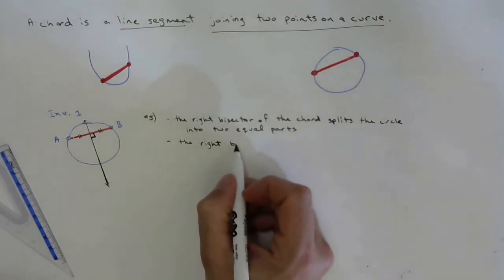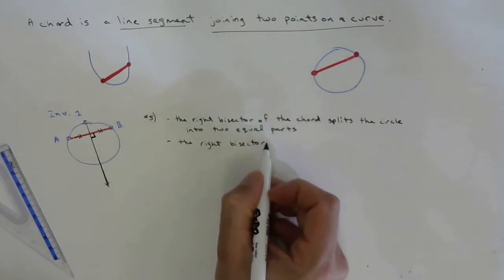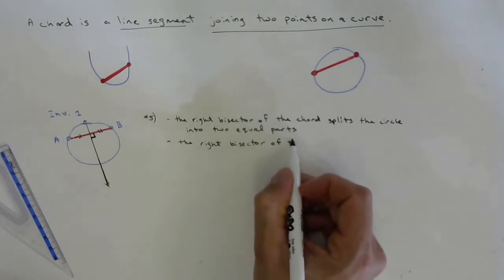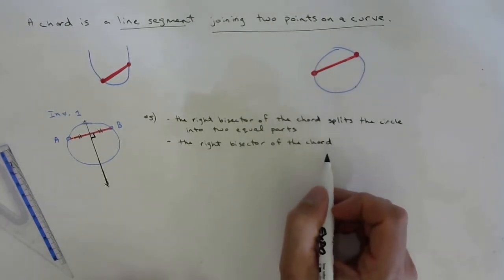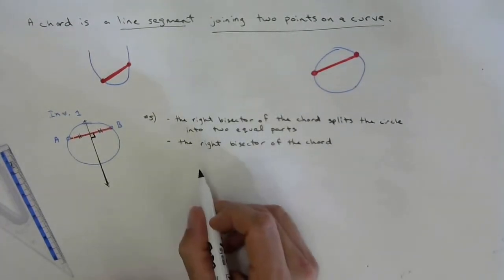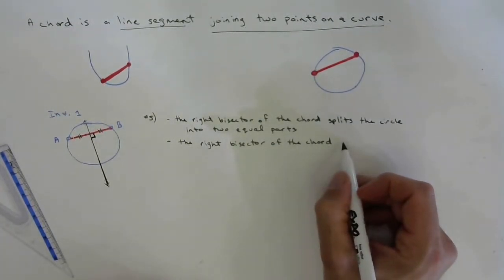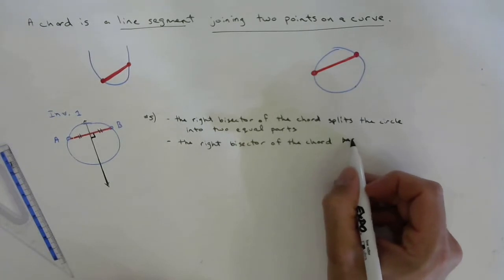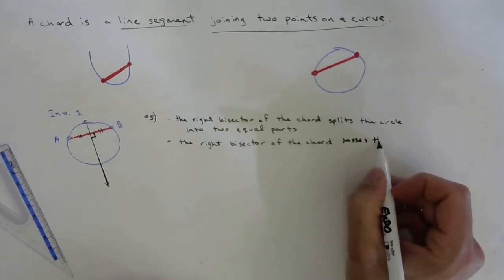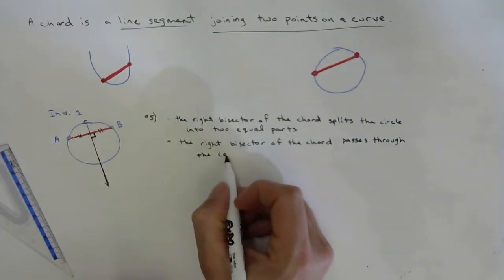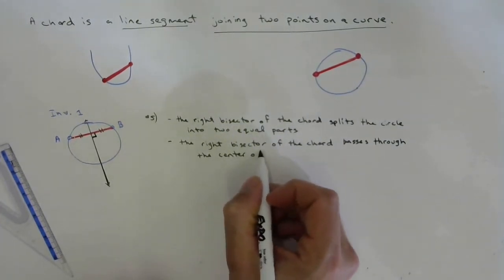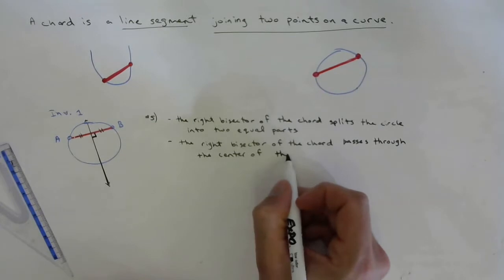The right bisector of the chord. Mr. V, couldn't you have even written these notes differently so we didn't have to write that part of the sentence twice? Yes, but I didn't. The right bisector of the chord passes through the center of the circle.